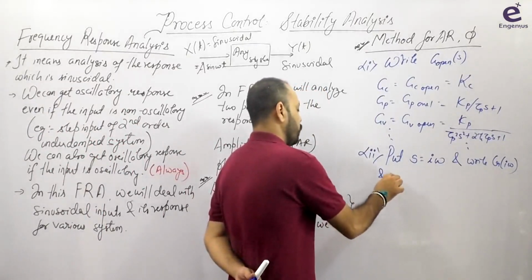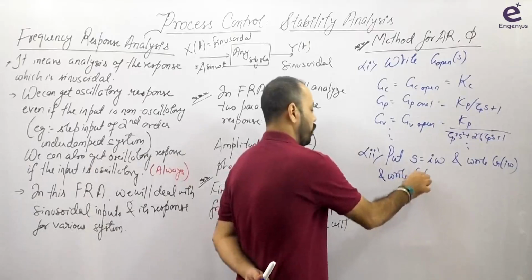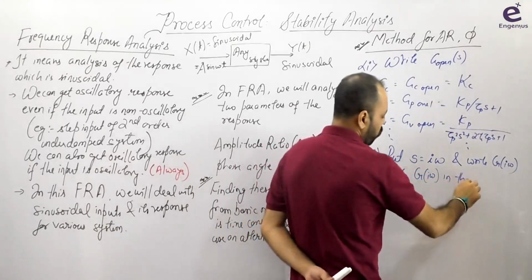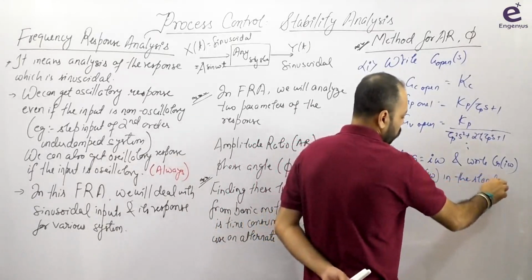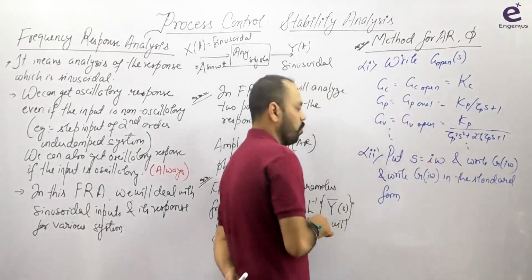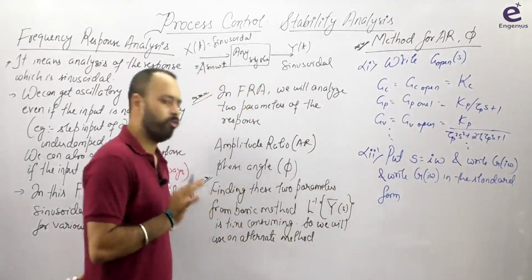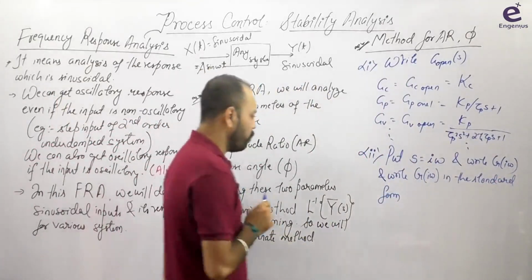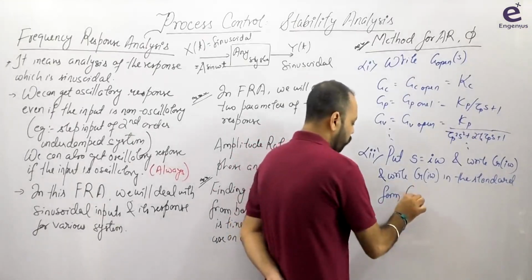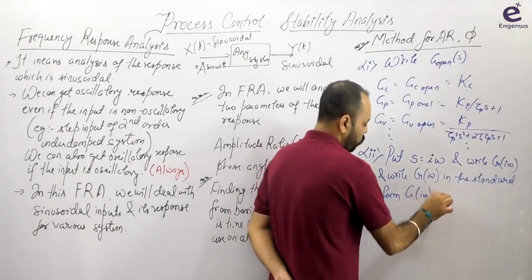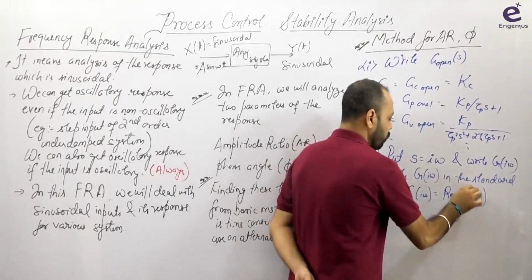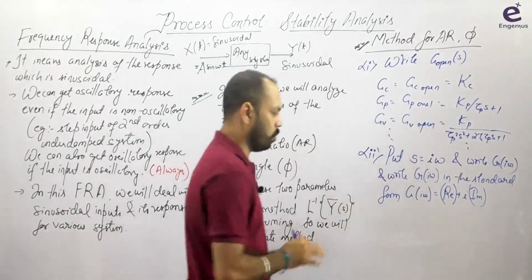And write G of iota omega in the standard form of a complex number. Now, a small basic knowledge of complex numbers is required. However, I know where you are going to find difficulty. I'll explain that. Put S is equal to iota omega and write G of iota omega in the standard form. What is the standard form? G of iota omega is equal to the real part plus iota into the imaginary part. Write it like this first.